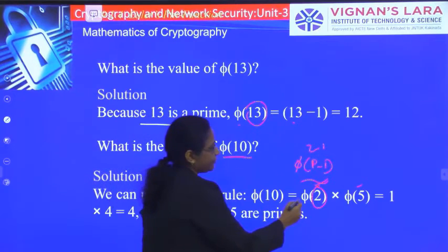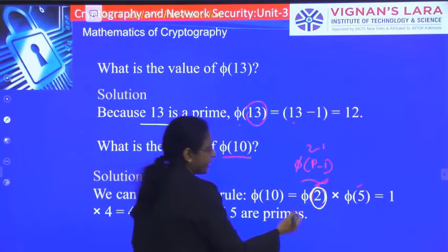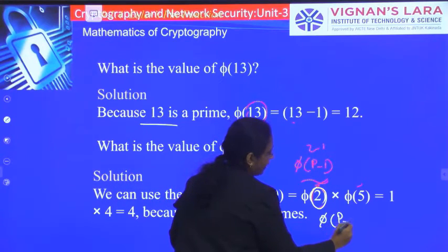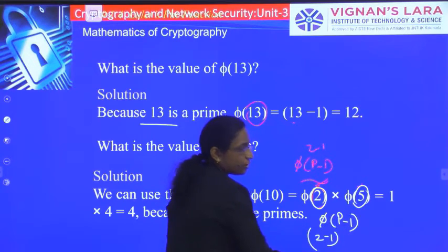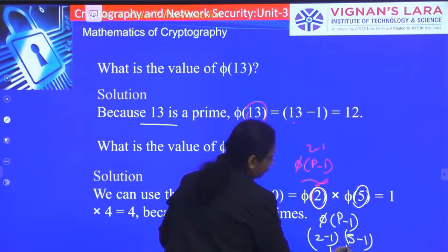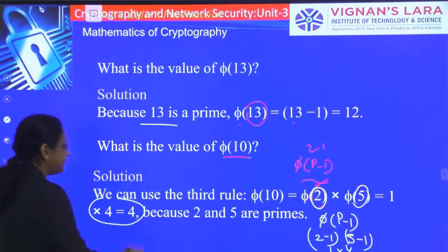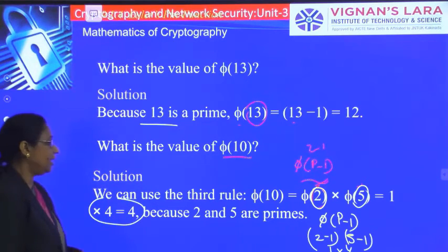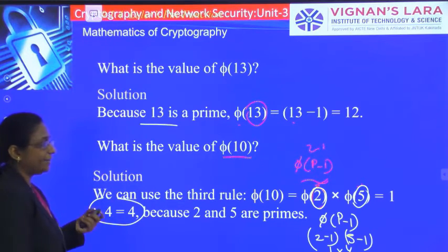Then phi of 5. Since again this is a prime number, you can say phi of p is p minus 1, that is 5 minus 1. So that is 1 into 4, that is 4. That means we will be getting 4. Here you apply the second and third rule for getting the Euler totient function.